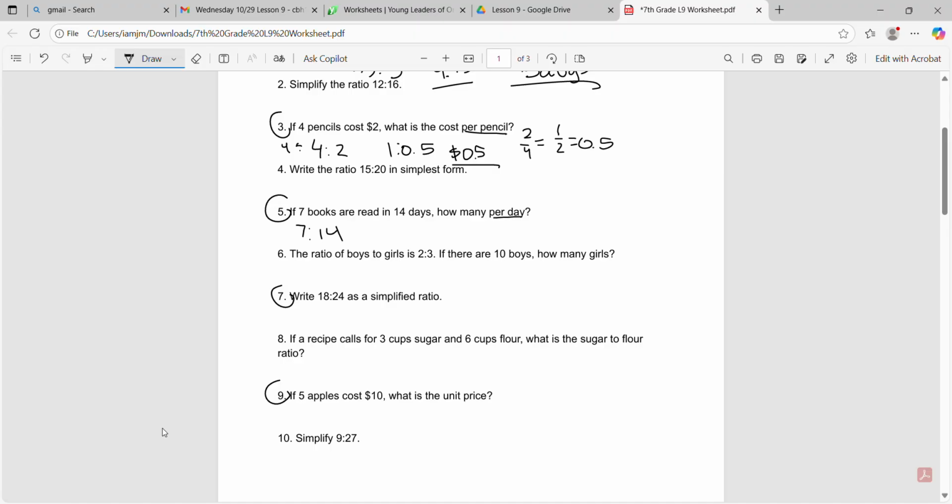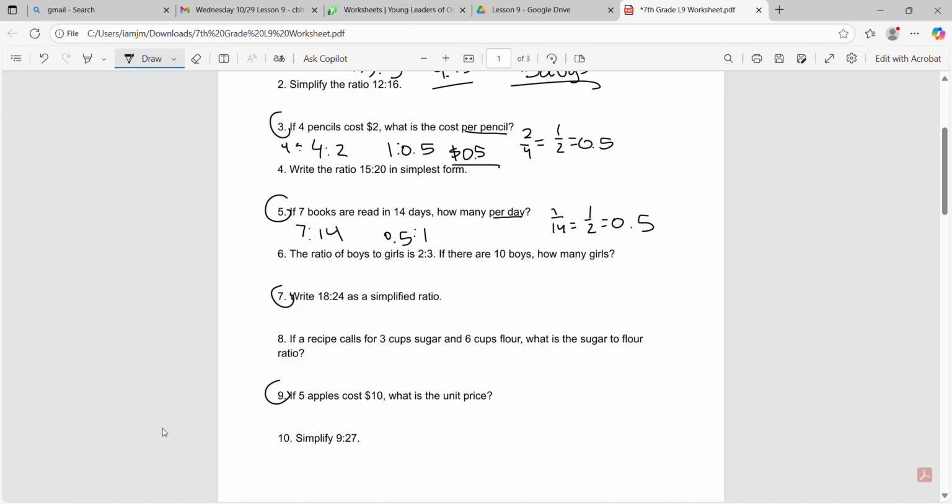Number 5. If 7 books are read in 14 days, how many per day? So 14 days, we have to divide this by 14. Divide both sides by 14. You get 7 over 14, which is 1/2, 0.5. So per day, they would have read half a book.